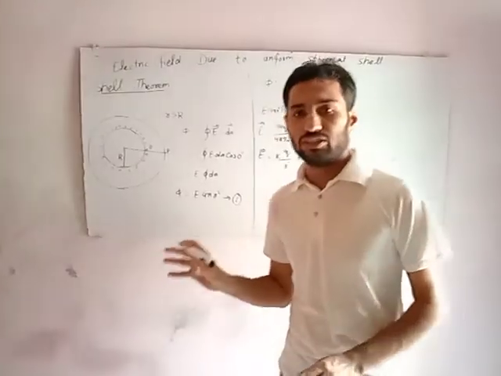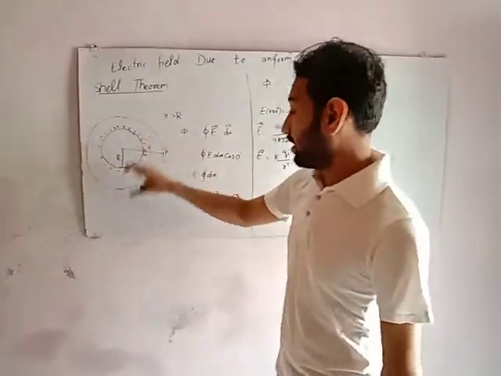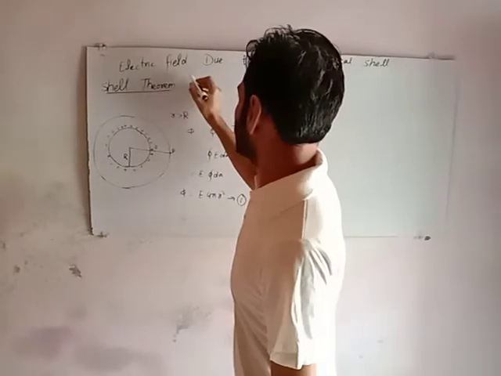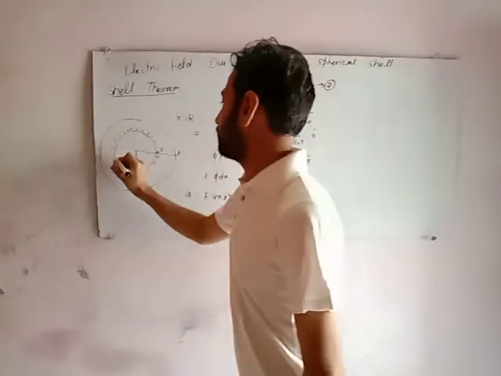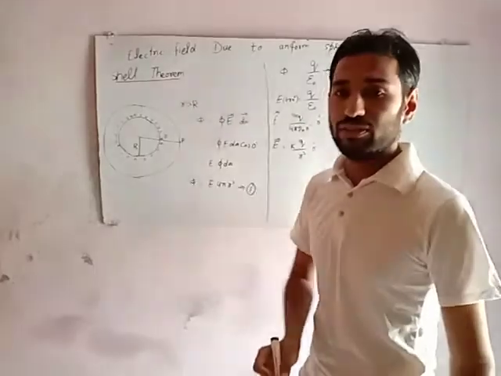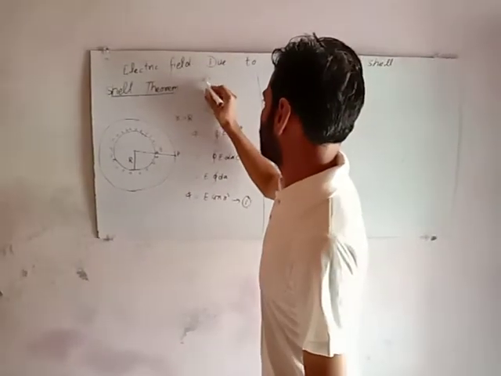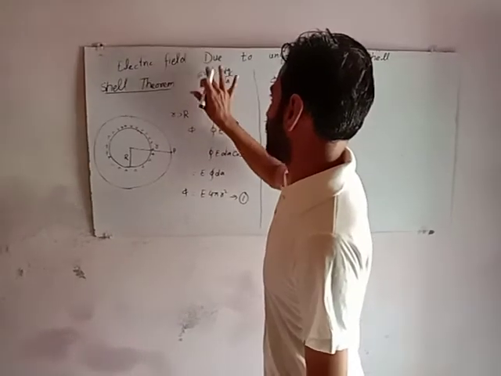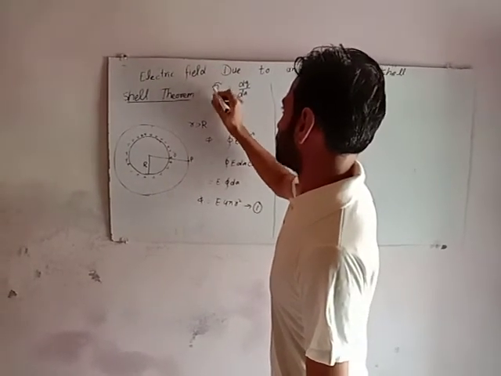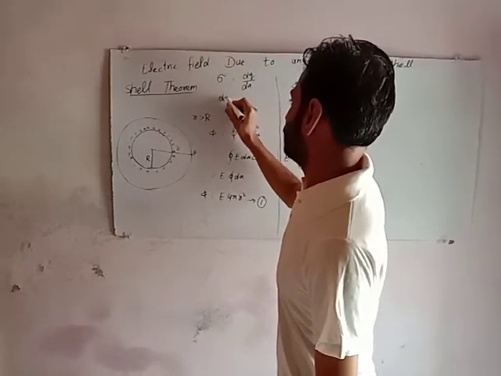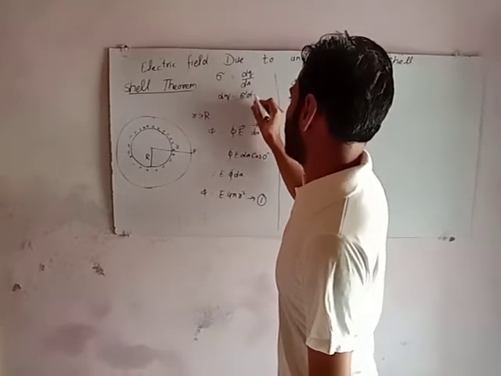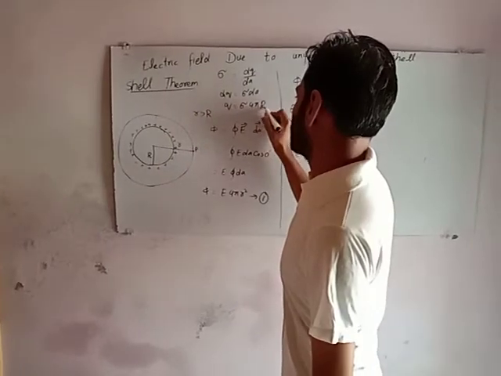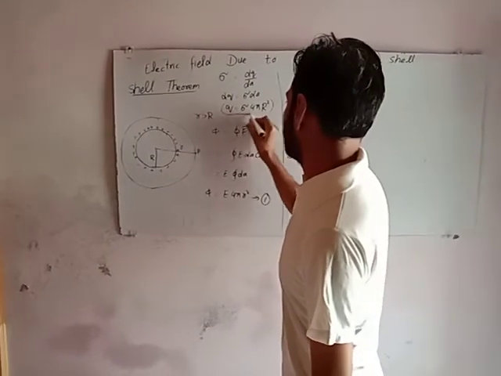The whole charge is concentrated at its center, and the value of charge you can find by using the definition of surface charge density. If we consider an area element dA, dQ is equal to sigma dA and Q is equal to sigma 4 pi R square. This is the charge enclosed by the Gaussian surface.